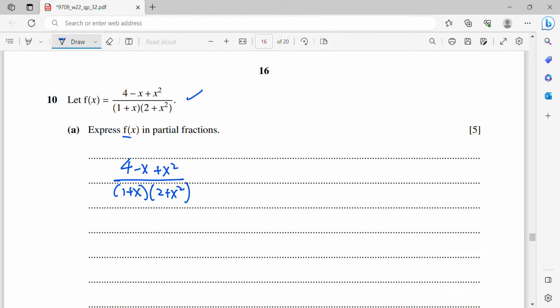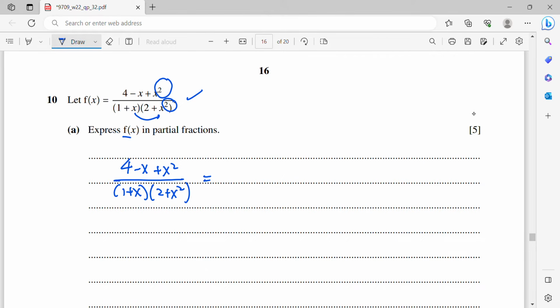So first of all, we have to check whether this is an improper or proper rational function. When you check here, the numerator is degree 2, the denominator highest degree is 3. Therefore, this is a proper rational function. Since it's a proper rational function, we can apply the partial fractions directly. Otherwise, we have to perform the polynomial division before the partial fractions.